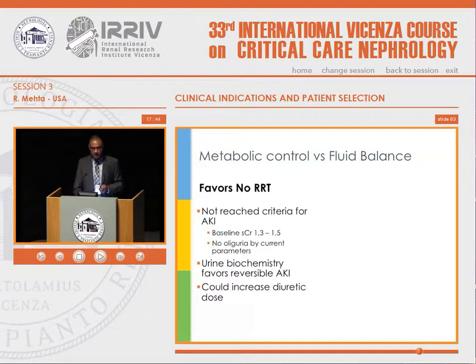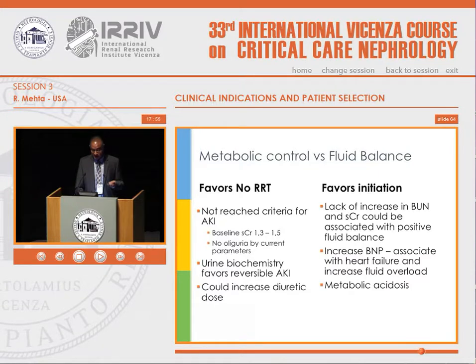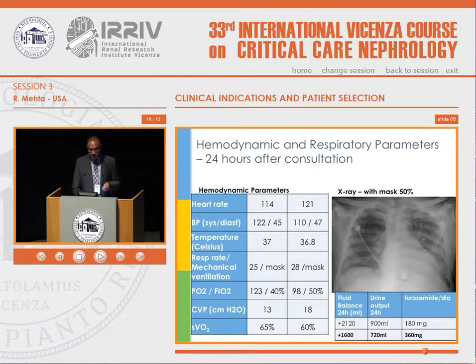This favors no RRT. This patient has not reached the criteria for AKI. His urine biochemistry favors a reversible AKI. You could just increase the diuretic dose because he's been volume overloaded. Okay, that's exactly what was done. But in terms of favoring initiation, you could think there's a lack of increase in BUN and creatinine associated with the positive fluid balance that he's had. And his increased BNP is associated with heart failure, increased fluid overload, and he's got some metabolic acidosis, which is brewing. So you are always weighing in balance those 2 things.